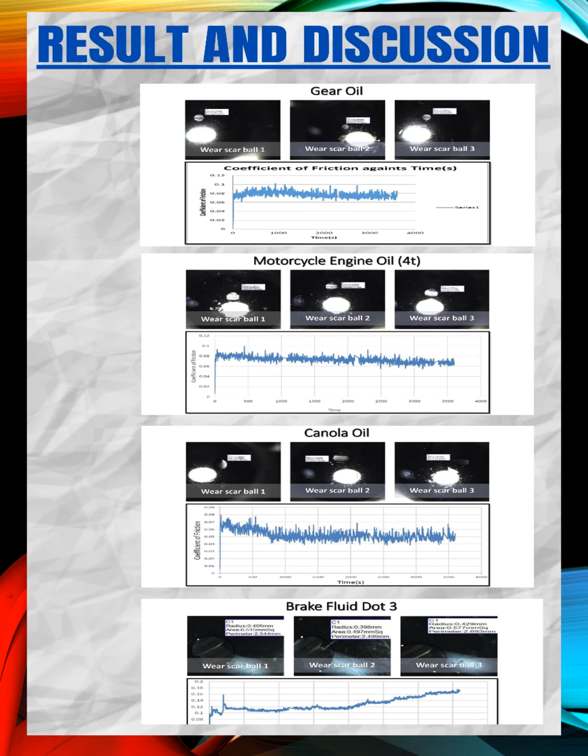when gear oil is used in test 1, the area of the scar that occurs on all the balls is smaller than the wear scar on all the balls in test 3, which uses canola oil. It is because the gear oil used in test 1 is thicker than the canola oil used in test 3.